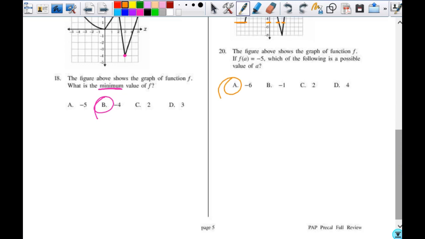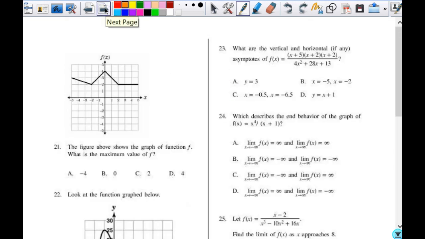All right, next one. It says the figure above shows the graph of the function f. What is the maximum value? So your overall maximum is here. Remember, we're talking about values. Those are y values. So yes, x is 0, but that doesn't matter.